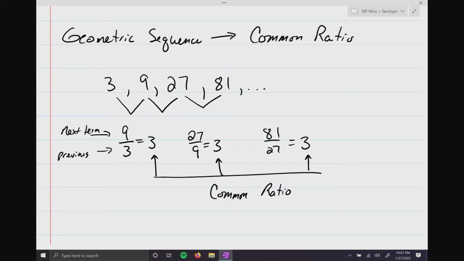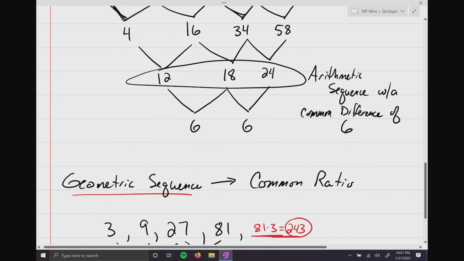So for example, if I asked for the next term in this sequence, all you would have to do is take 81 times 3, and that's going to give you the next term. So 81 times 3, sorry, I got to use my calculator, is going to be 243. So this would be our next term. And then we can keep finding the next term and the term after that, and so forth.